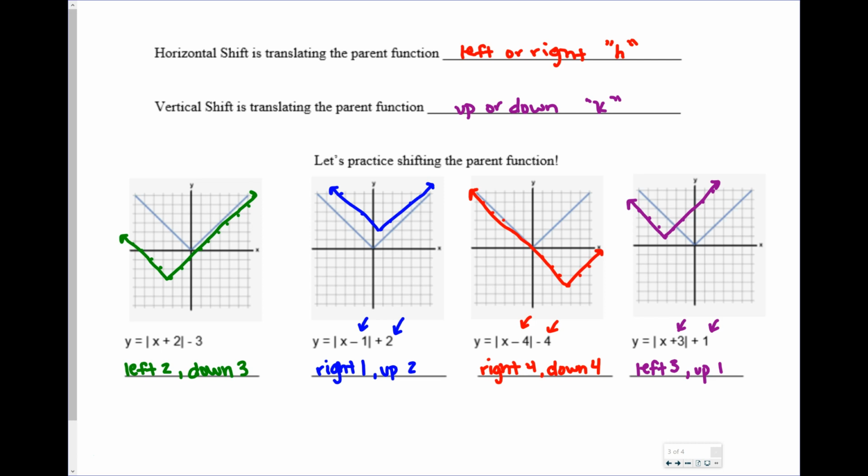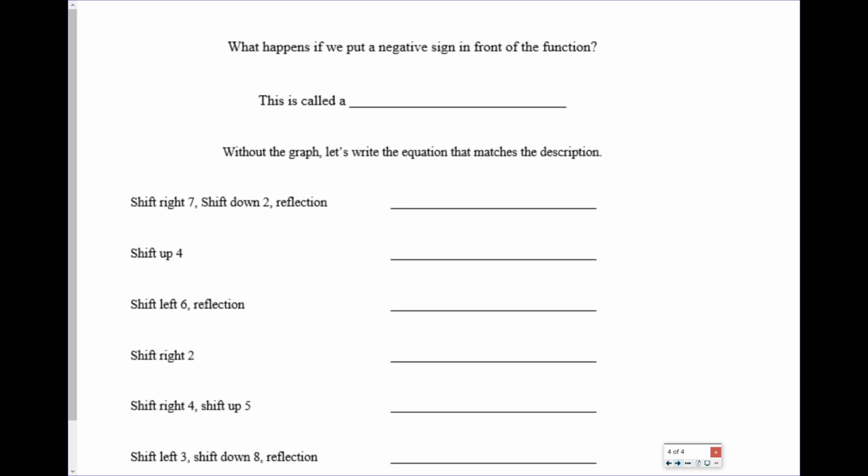Okay, there's one last thing we have to talk about in this learning target, and that's something called a reflection. What happens if we put a negative sign in front of the function? This is called a reflection. Okay, and you're going to see this. What happens is, and I didn't put it on your notes, and I wish I had, sorry I didn't put this on there, guys.